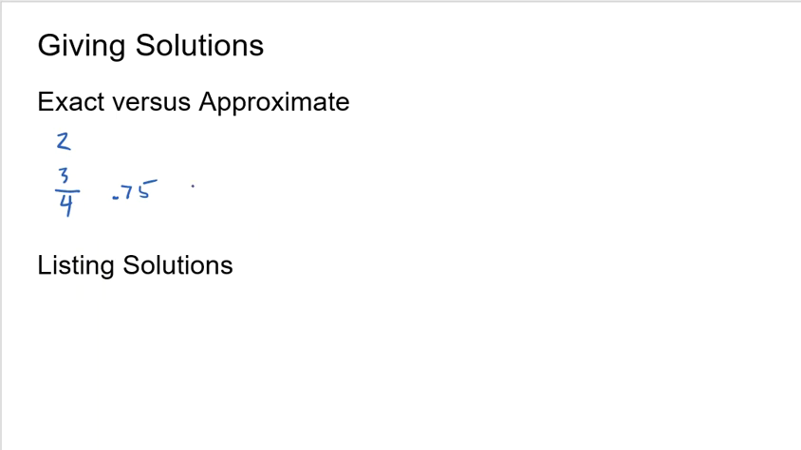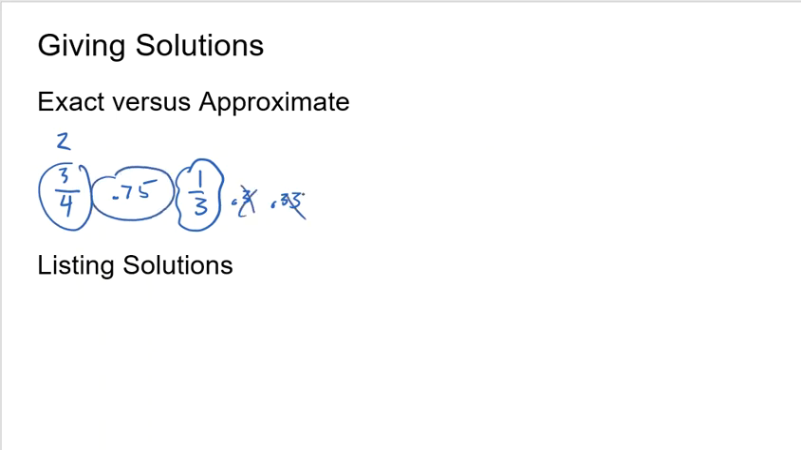Another rational answer is 1/3. I love 1/3, but don't put 0.3. That's not 1/3. That's 3/10. Don't put 0.33. That's 33/100. That's not 1/3. So if the answer is 1/3, the only exact answer I'd accept is 1/3. If it's a terminating decimal, 3/4 or 0.75, either one is good. But any of these things, bad. All right, now, another thing you got to be careful about is those irrational solutions.